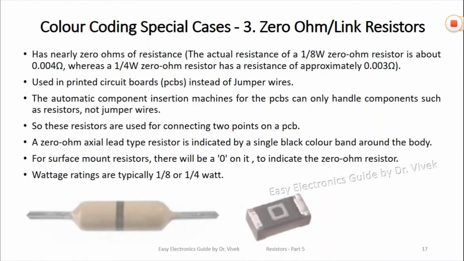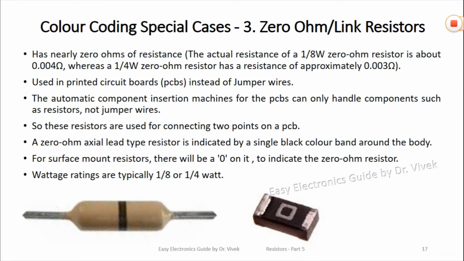A 0 ohm resistor is normally used in place of jumper wires in PCBs. It has a very low resistance and is specified with a single black color band on the body.